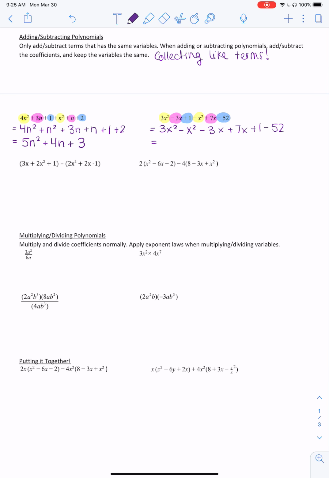And then I can collect those like terms. 3x squared minus x squared is just 2x squared. Negative 3x plus 7x is 4x. And then 1 minus 52 is going to be negative 51.